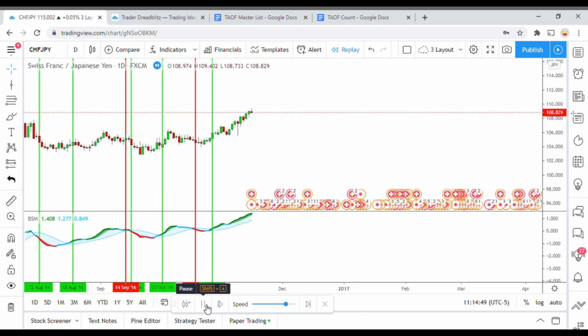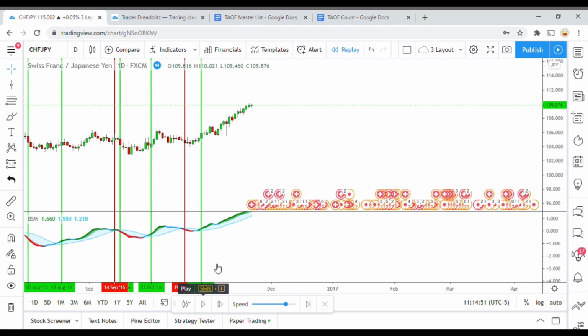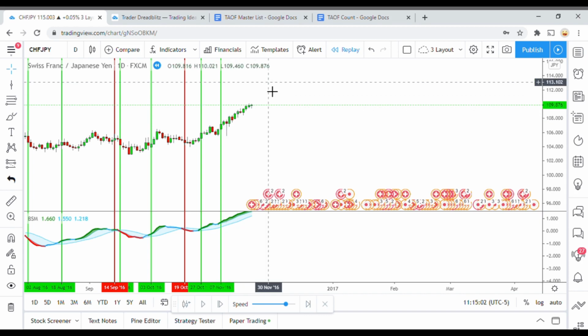One did all right. We would have picked up a second trade back here as well. We would have hit take profit here on this one. Then we would have re-entered back here on this one.